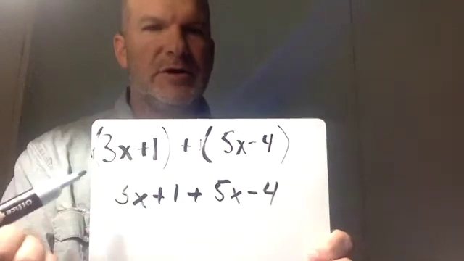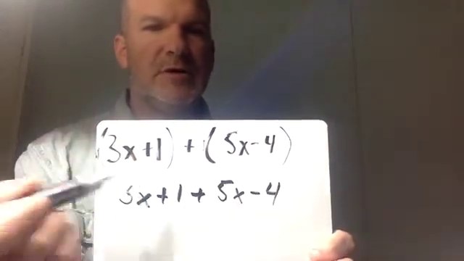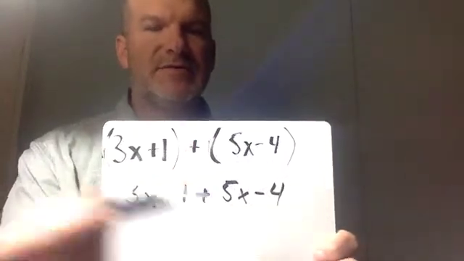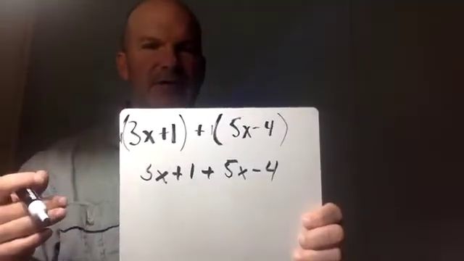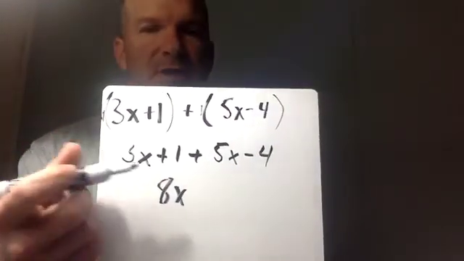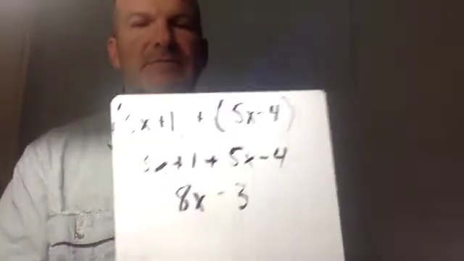We did 1 times 3x, which is 3x. We did 1 times 1, which is 1. 1 times 5x is 5x. 1 times negative 4 is negative 4. So we just distributed the 1 through and we got rid of the parentheses. Now we can combine our like terms. We have a 3x and a 5x. They're both positive, so that makes 8x. And we have a positive 1 and a negative 4. That means we have $1, but we owe $4. We owe more than what we have. We're going to owe $3, so minus 3. And that's it. That's combining like terms, 8x minus 3.